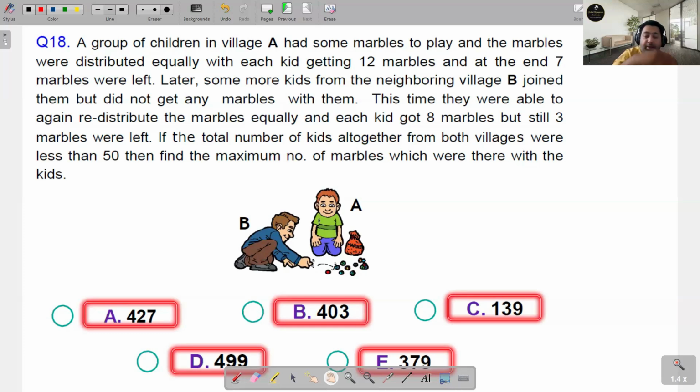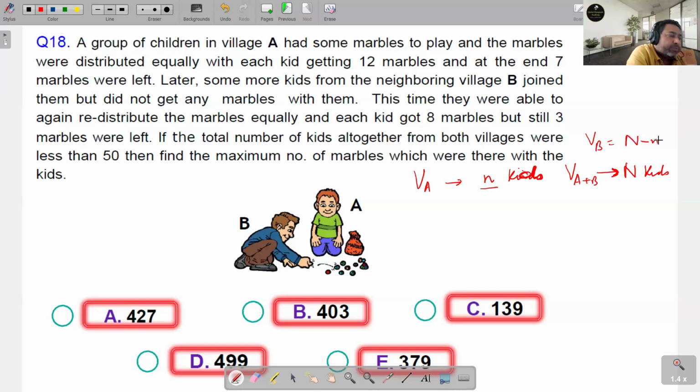All right, so let's understand this. Let's say in village A, there were n kids. Okay. And put together village A plus B, there were a total of capital N kids. So I'm using the small letter n for village A kids, and put together A and B were N kids. So how many kids were in village B? It will obviously be N minus n.